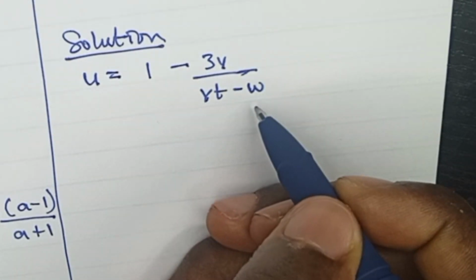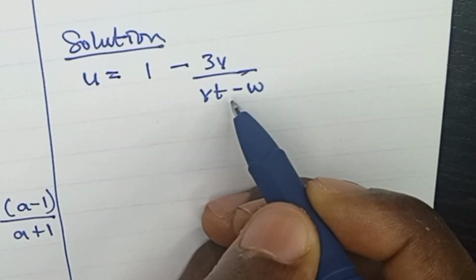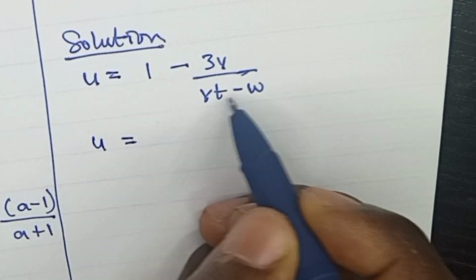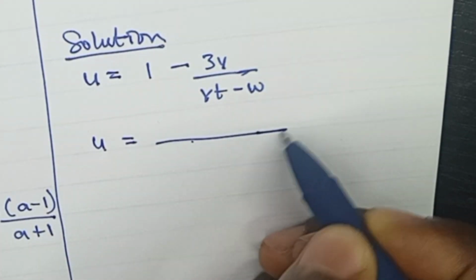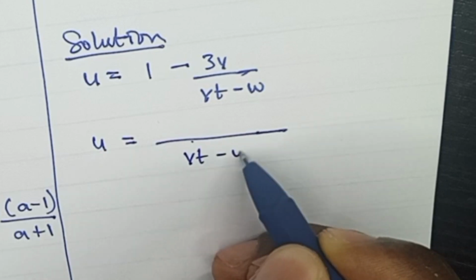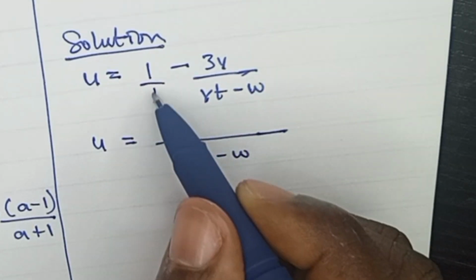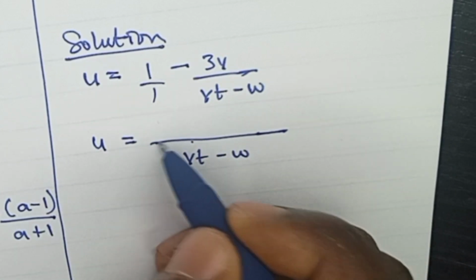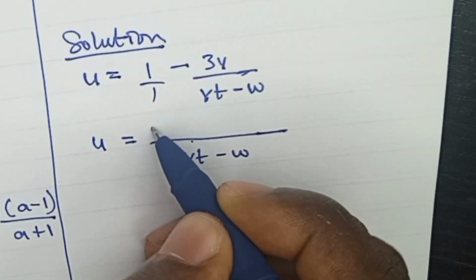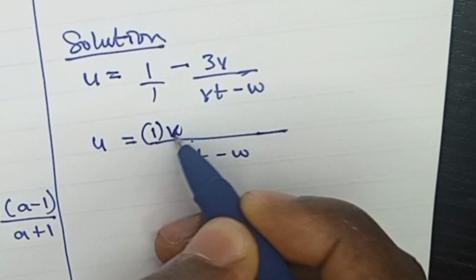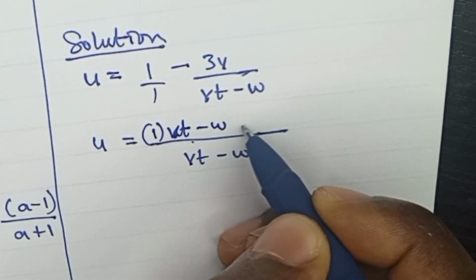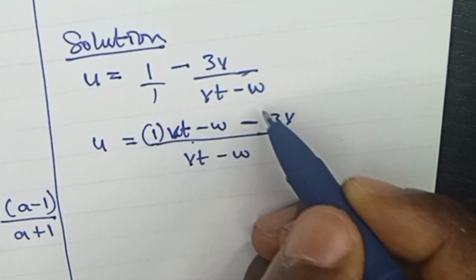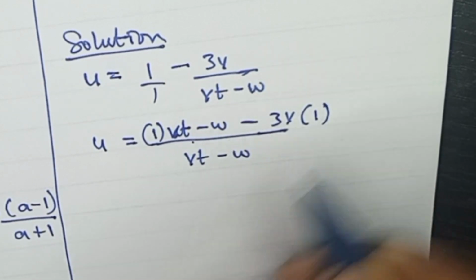So what you do is we clear the fraction. We have u equal to, here to clear the fraction we can just find the LCM. Vt minus w is the LCM. This is over 1, and Vt minus w in 1 is still going to give us Vt minus w times 1. So we have 1 Vt minus w minus this minus 3v.